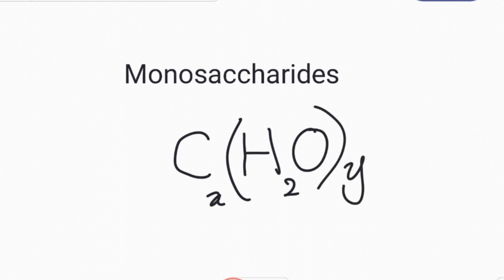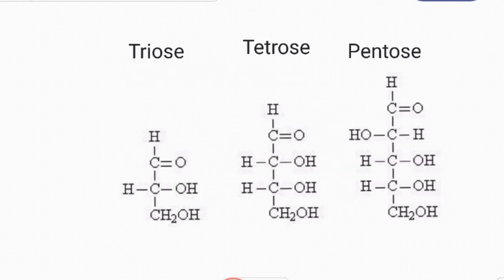CxH2Oy. These monosaccharides are simple sugars. They are the simplest form of carbohydrates. They can be named or grouped according to the number of carbon atoms they contain in their molecules. So depending on that, there are different types. They can be named according to the number of carbon atoms they have.